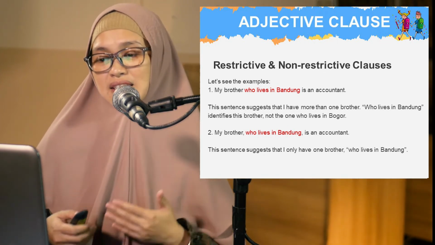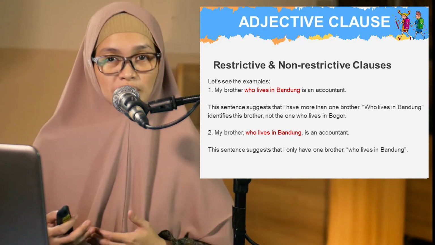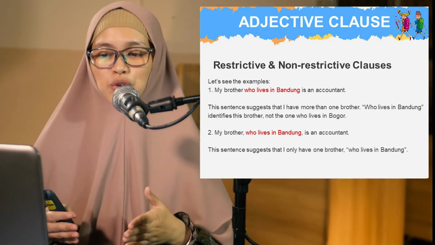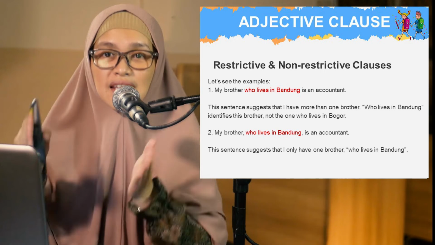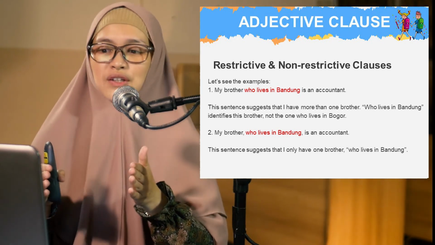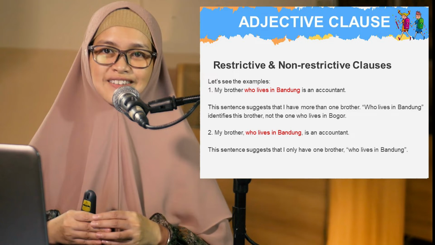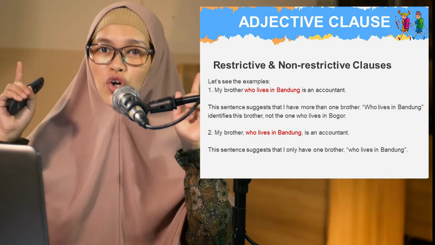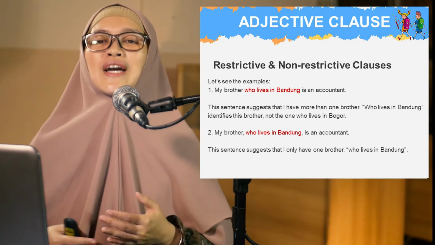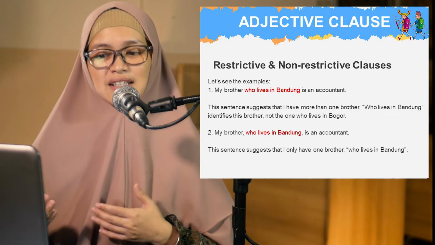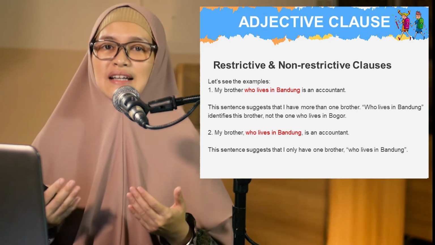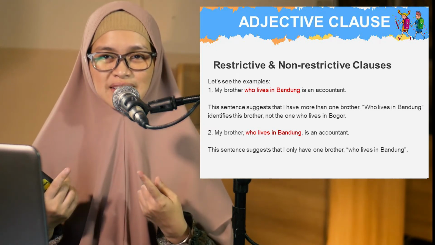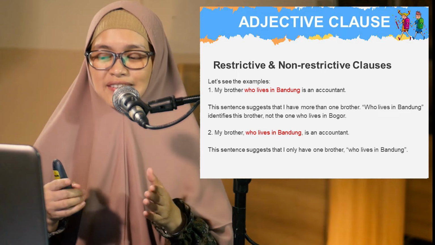The first sentence suggests that I have more than one brother. The clause who lives in Bandung identifies this brother, who lives in Bandung, not the one who lives in Bogor. Whereas the second sentence, my brother, with commas, who lives in Bandung, is an accountant, suggests that I only have one brother. The exact brother, only one.